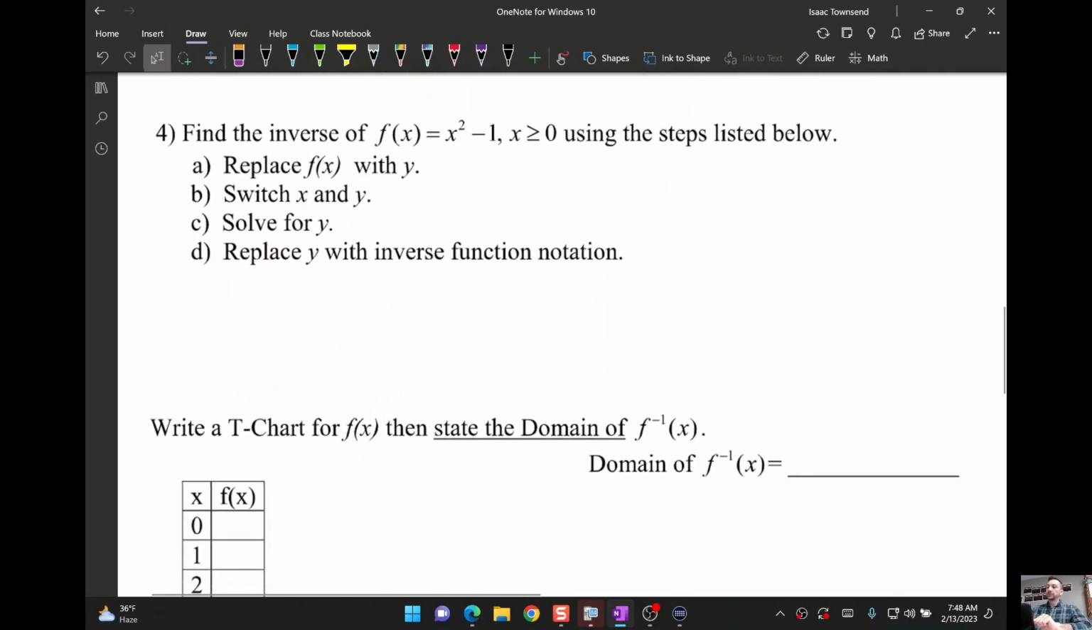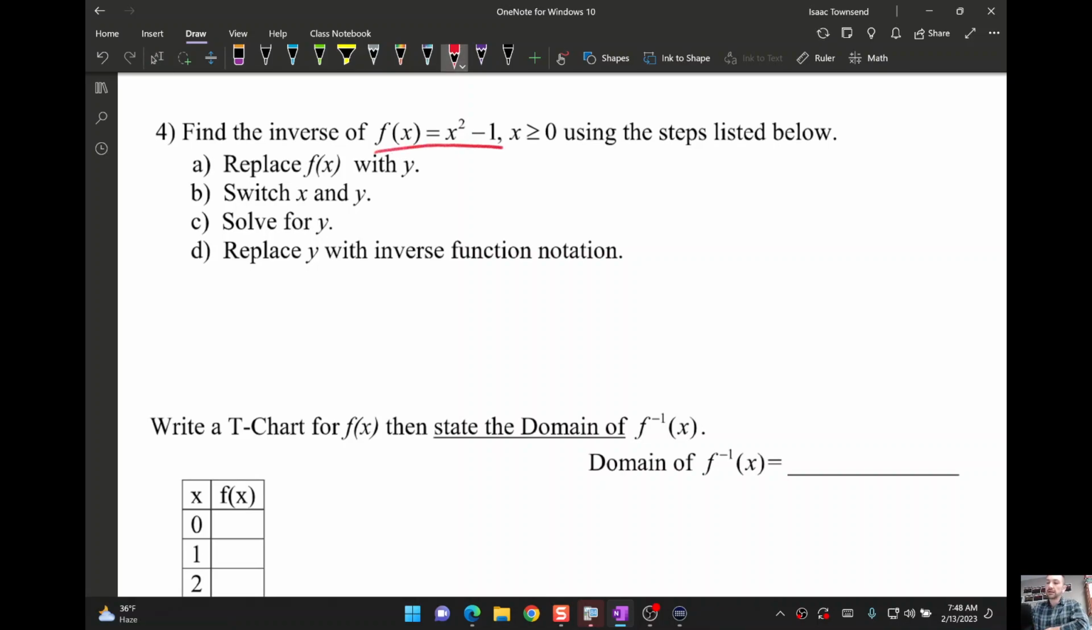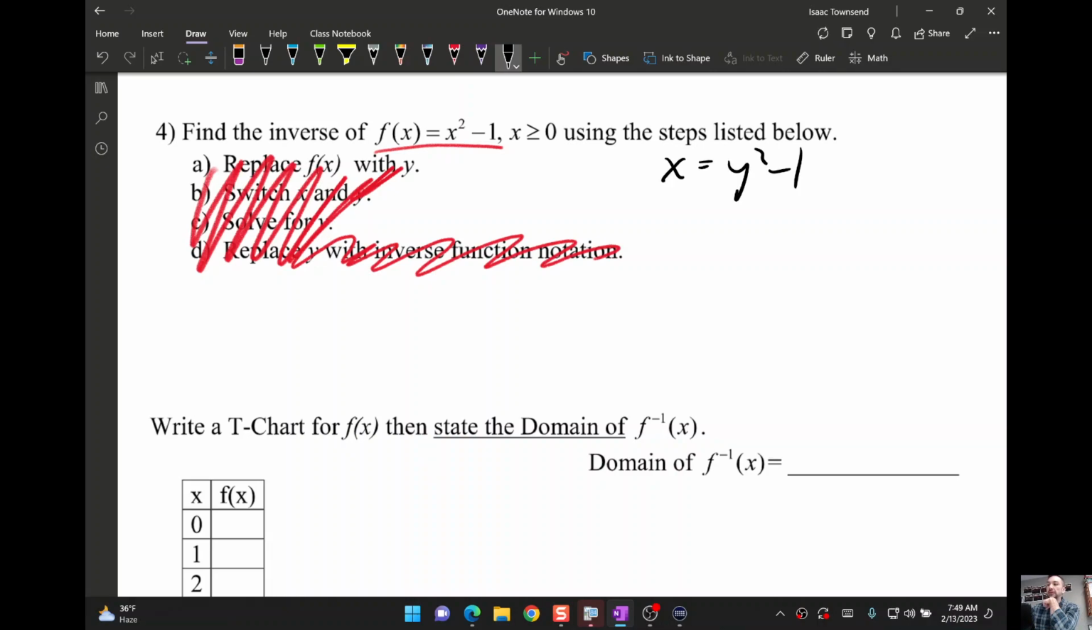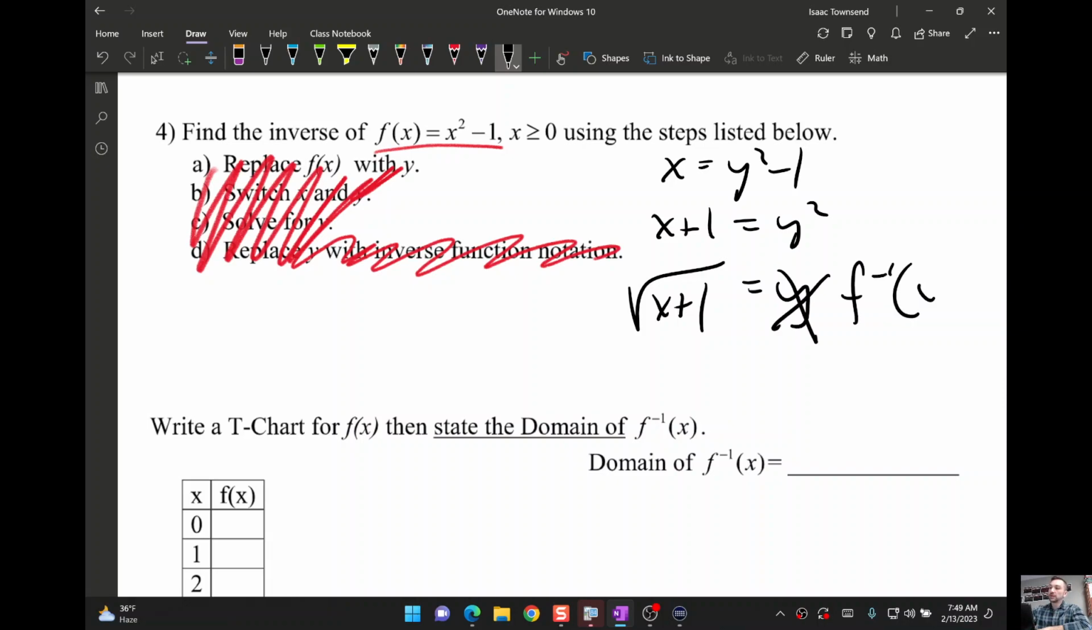Okay, question 4 wants us to find the inverse of this, and they're even giving us all the steps here, but we shouldn't expect the steps to be on the quiz. So to find an inverse, this is the first thing we did in the notes today, is switch X and Y, and then solve for Y. But this shouldn't be equal to Y, and this be equal to Y, because those are not the same thing. So instead of saying Y equals in the end, you should say the inverse of F.